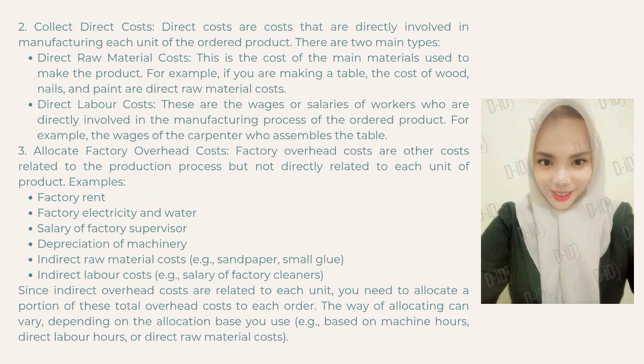Factory overhead costs are other costs related to the production process but not directly related to each unit of product. Since indirect overhead costs are not related to each unit, you need to allocate a portion of these total overhead costs to each order. The way of allocating can vary depending on the allocation base you use, e.g., based on machine hours, direct labor hours, or direct raw material costs.